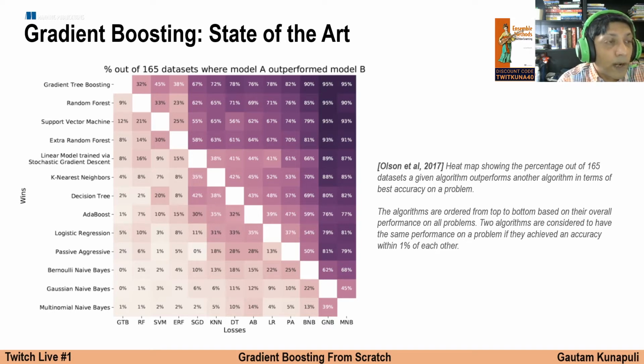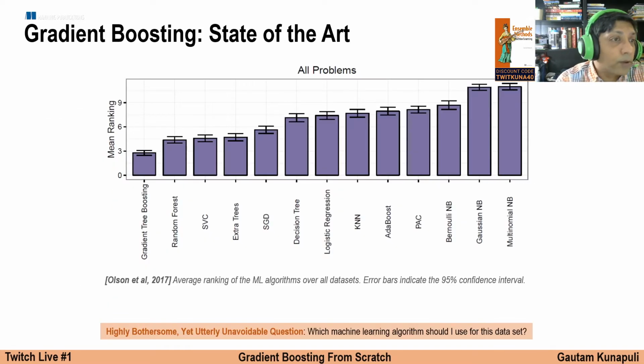So for instance, random forest was only able to beat gradient boosting 9% of the time on these 165 data sets. So if you were to go ahead and rank all of these algorithms, you'll see that gradient boosting, and these are all results from this paper by Olson et al., is in fact the most successful on a wide variety of data sets that they considered in their study. And there are several other ensemble methods such as random forests and extra trees and AdaBoost, somewhat fallen behind.